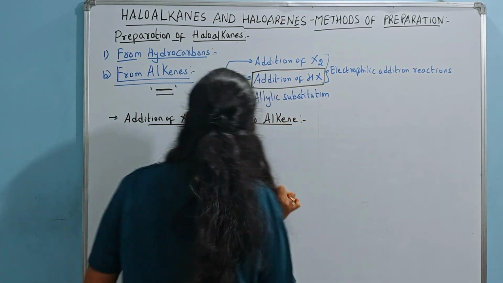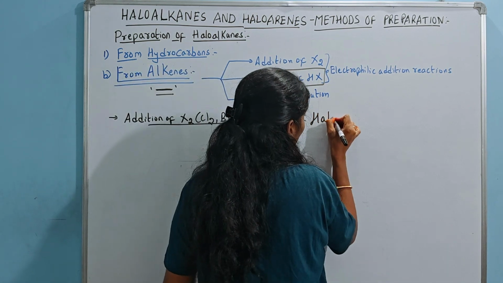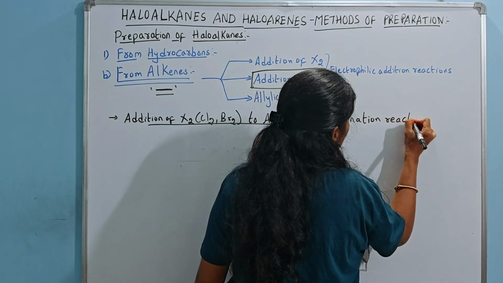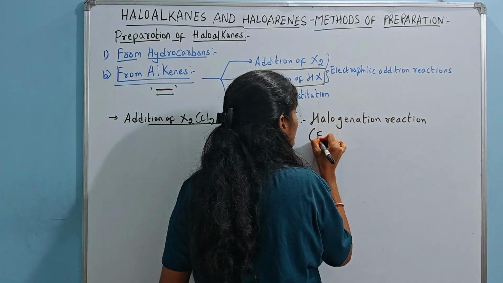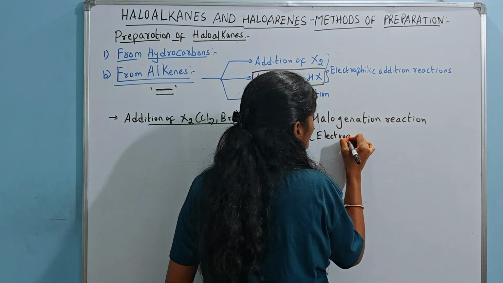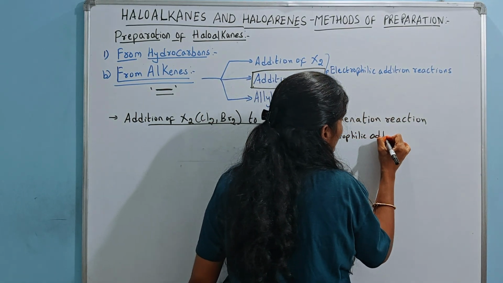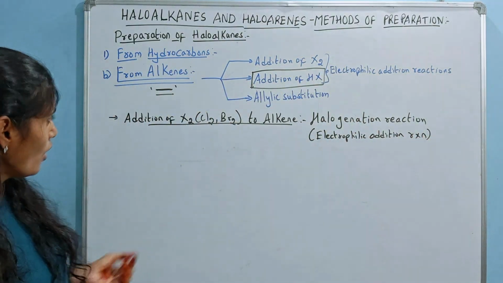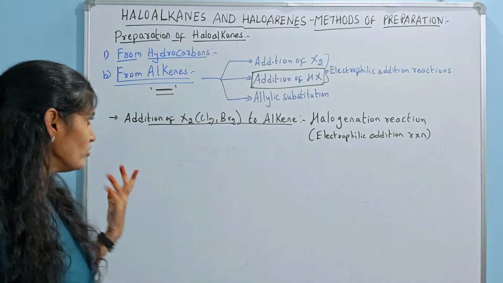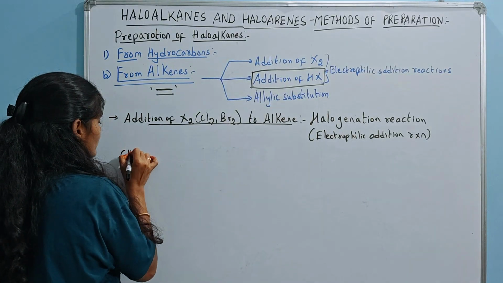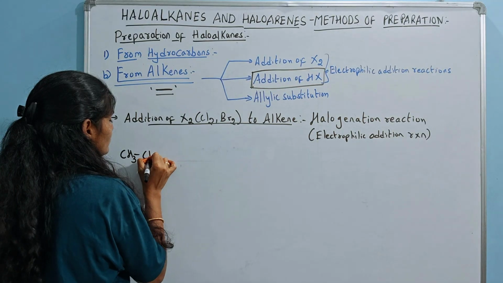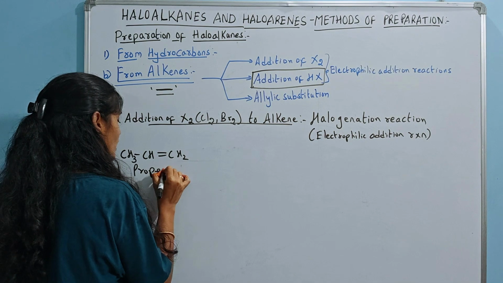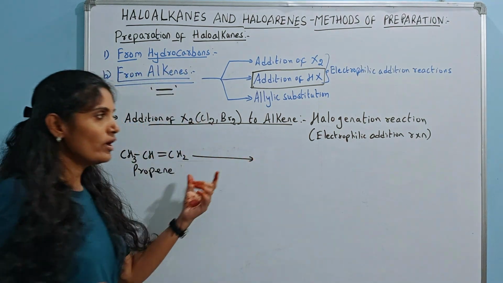What do I call this reaction? I call it the halogenation reaction, and as I already told you, this reaction is an electrophilic addition reaction. Now if you go into the halogenation process, let us take an alkene, CH3CH=CH2. I have taken propene. Now, what should I do here?